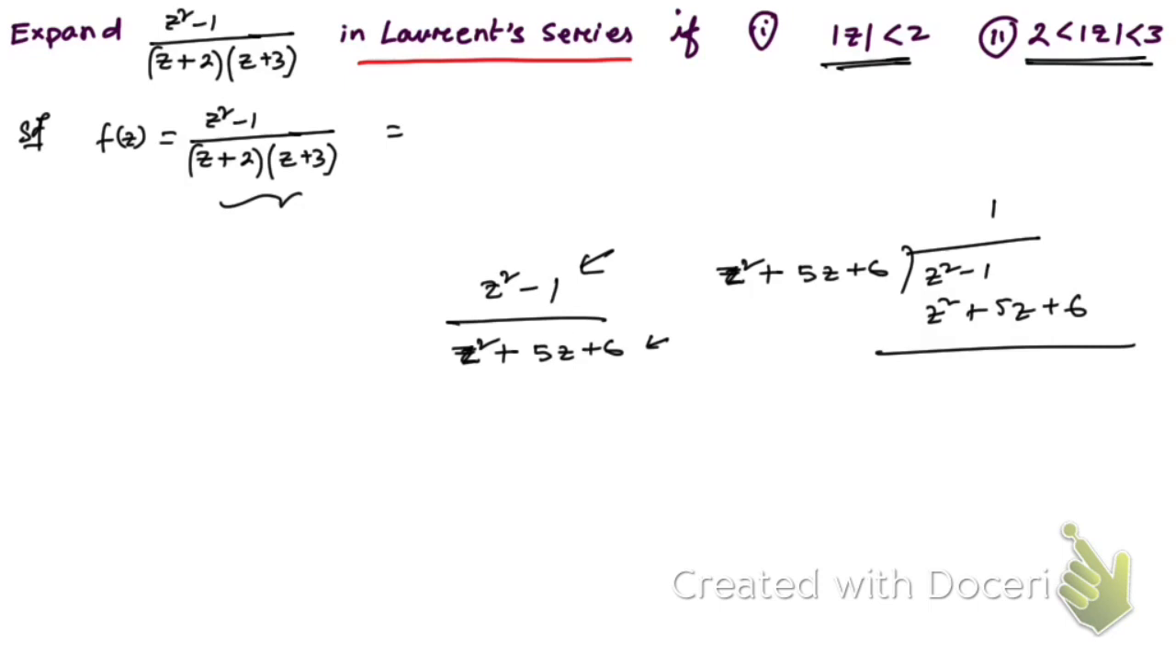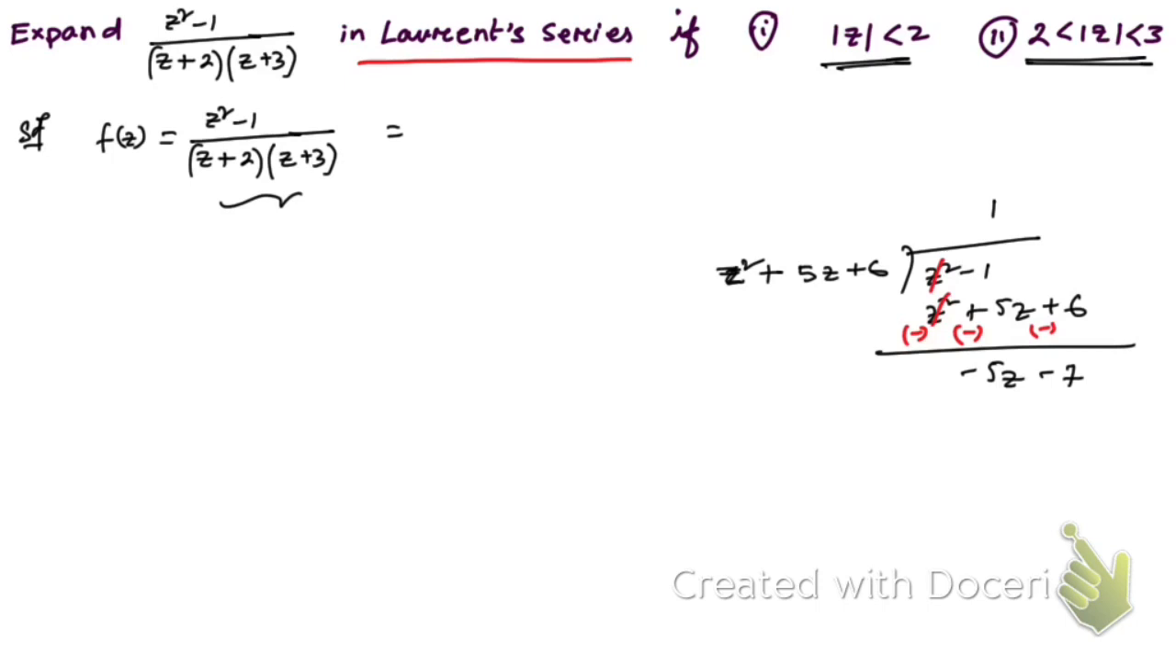We're gonna consider the positive sign as negative, so these two cancel, positive as negative, positive as negative. So then what we're gonna have here is minus 5z and minus 6 and minus 1, that's gonna be minus 7. This is the remainder. So let me cut it.